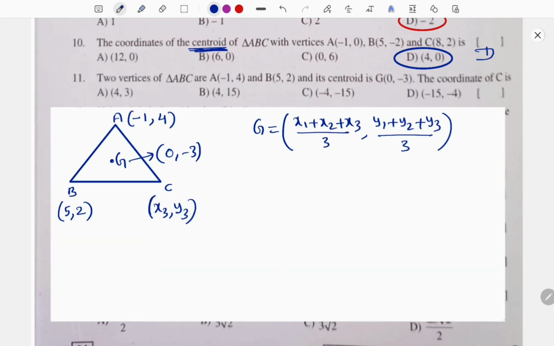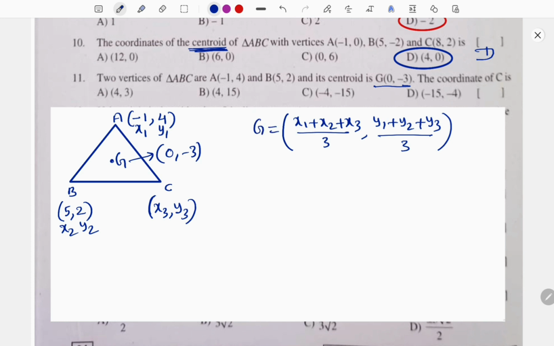Now see the 11th bit. Two vertices of a triangle ABC are given: A (-1, 4), B (5, 2). We don't know the third vertex, so let me take the third vertex as (x3, y3). The first vertex is (x1, y1), B is (x2, y2), and it is also given that the centroid is (0, -3). Now what are the coordinates of C? You know the centroid formula: G is equal to ((x1 + x2 + x3)/3, (y1 + y2 + y3)/3). All these values are substituted here.